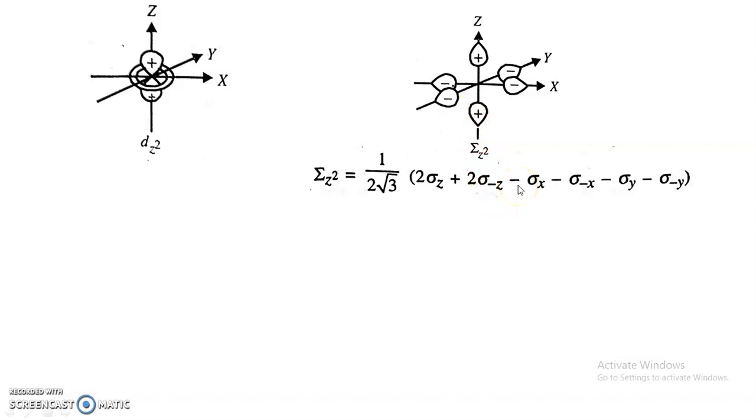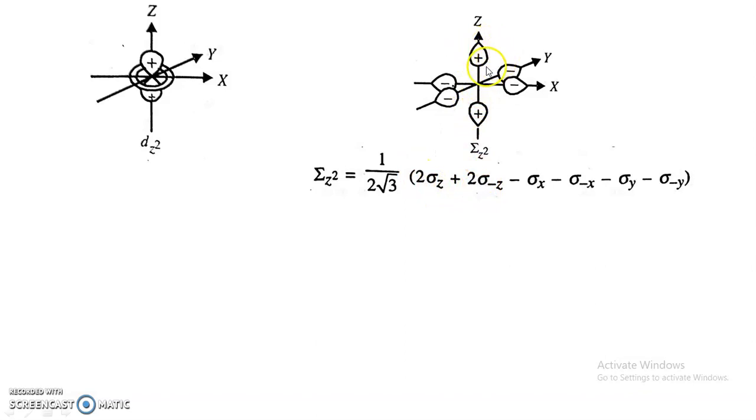Okay, minus sigma x, so this negative lobe oriented along the positive axis. So sigma x minus sigma negative x. So this is for the negative lobe oriented along the negative end of the x-axis, minus sigma y, this is for this negative lobe, minus sigma minus y, this is for negative lobe oriented along the negative end of the y-axis. Now why this coefficient 2 is here?